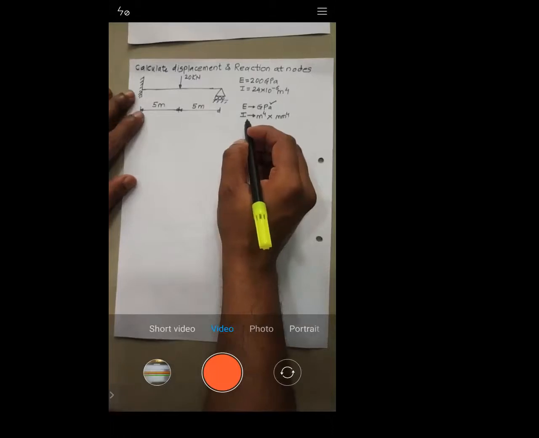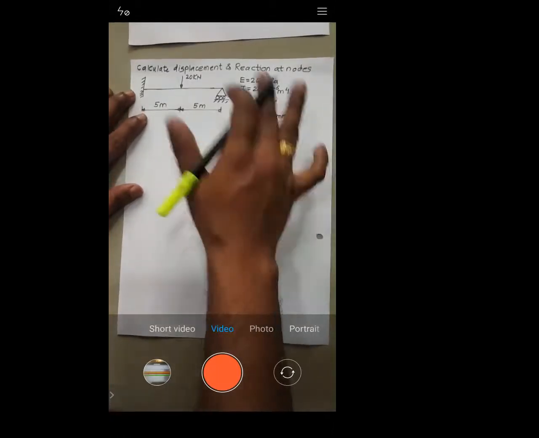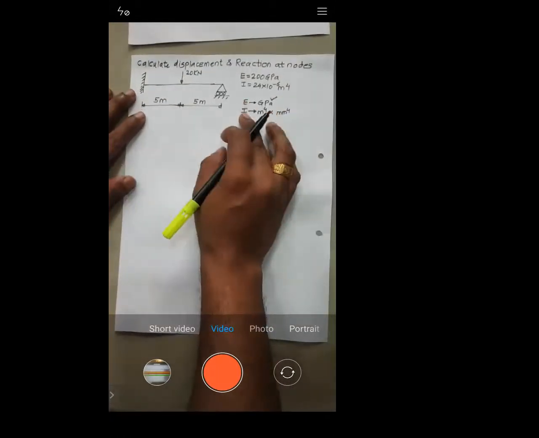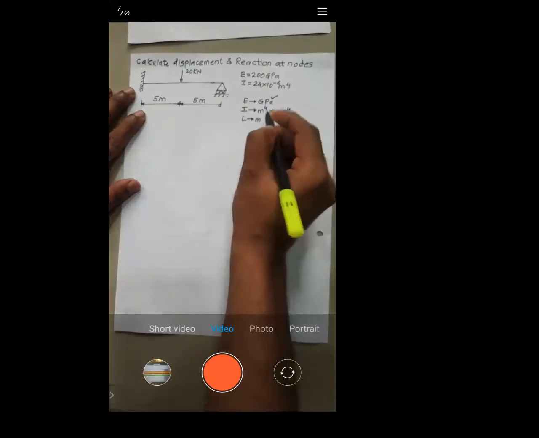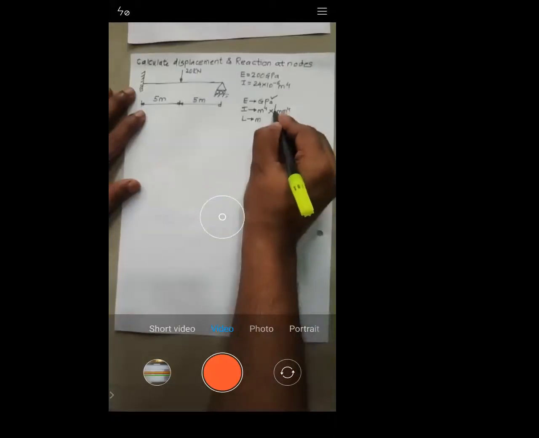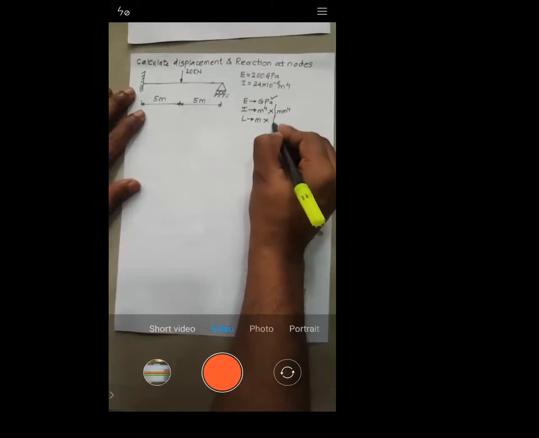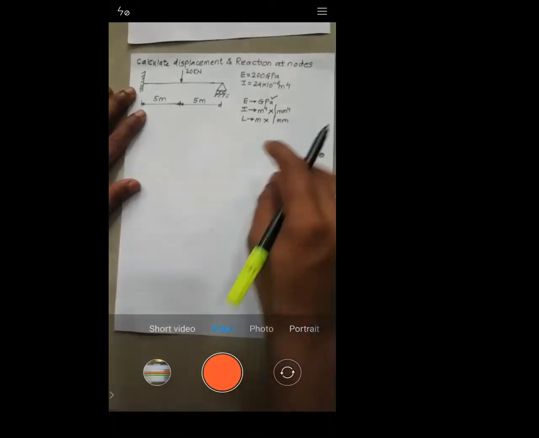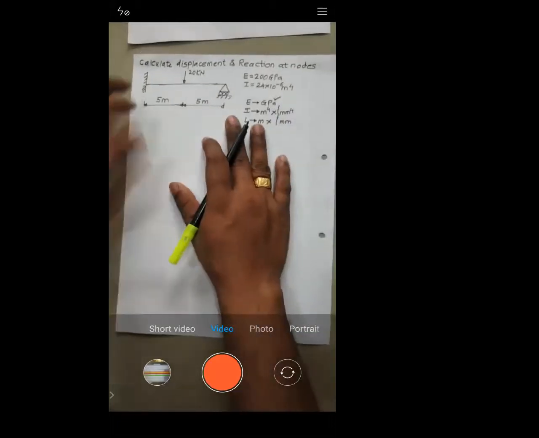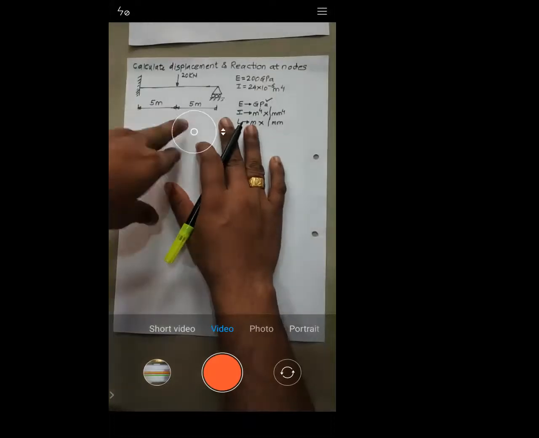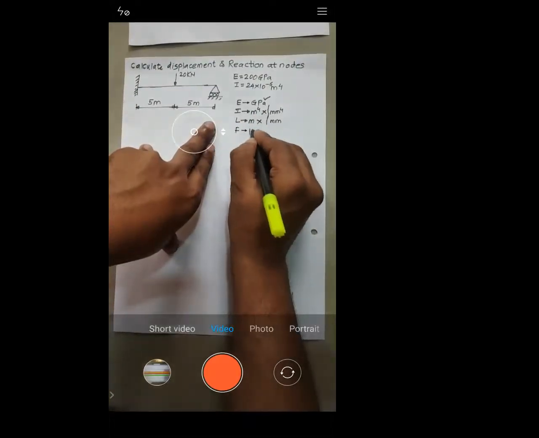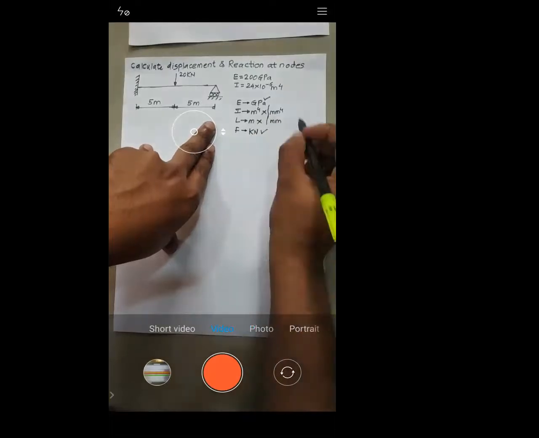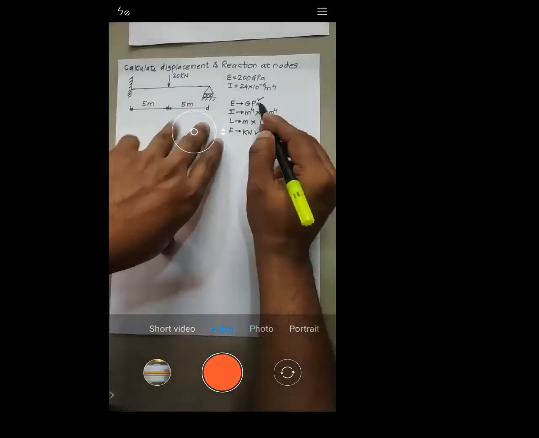Sir, what is I? I is moment of inertia. That I will let you know why it is required. EI. Again, length is in meter, so again it won't work out. You need to have it in mm. Yes or no? And force is in kilonewton, so it is okay. So these two unit conversions are required.